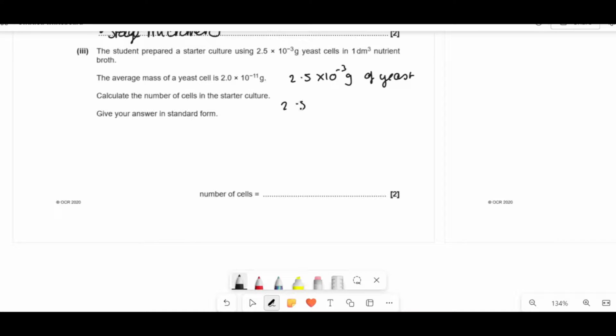It's going to be your total in this sample, 2.5 times 10 to the minus 3, divided by the mass of one cell, 2 times 10 to the minus 11. If we do that, we should get, and they want it in standard form.